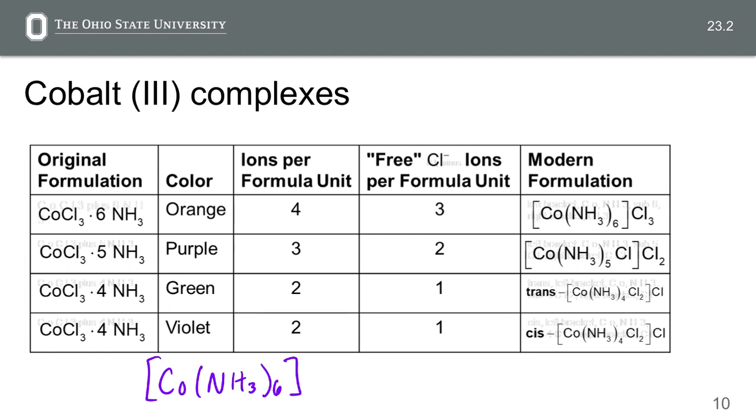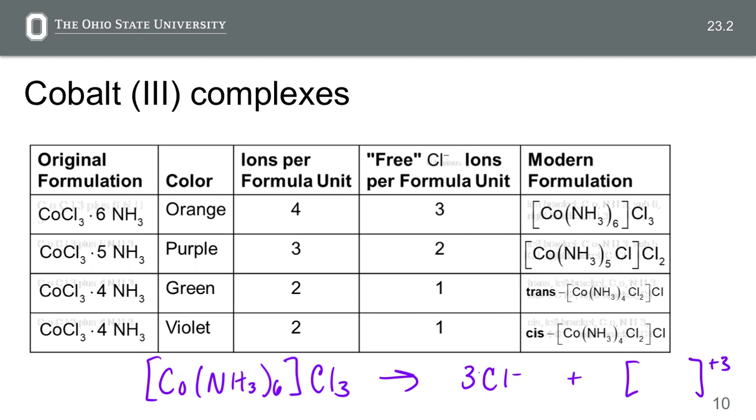I'm going to do some shorthand here. What he found was that there were 4 ions formed when he dissolved this orange compound in water. And those ions correspond to 3 chloride and 1 complex ion. I just left out the formula in there, but it is this, okay?